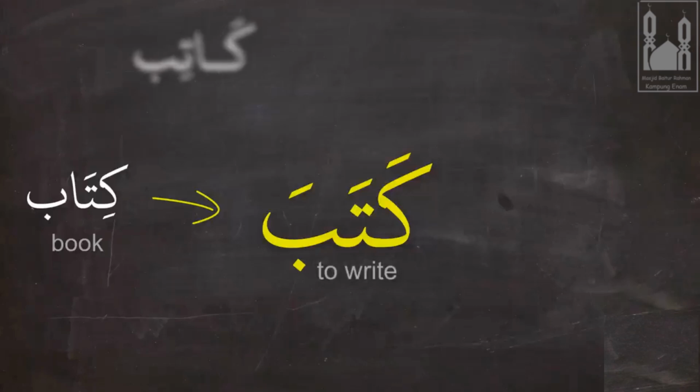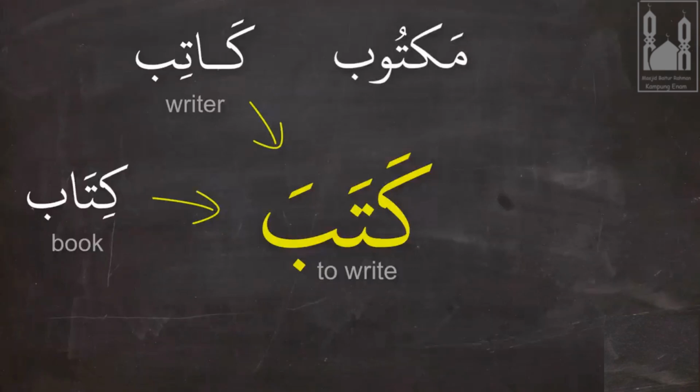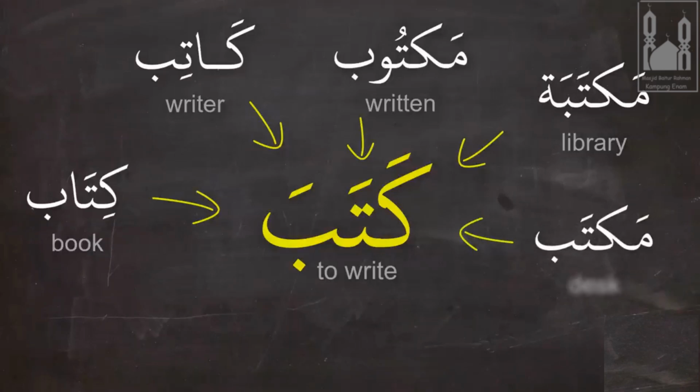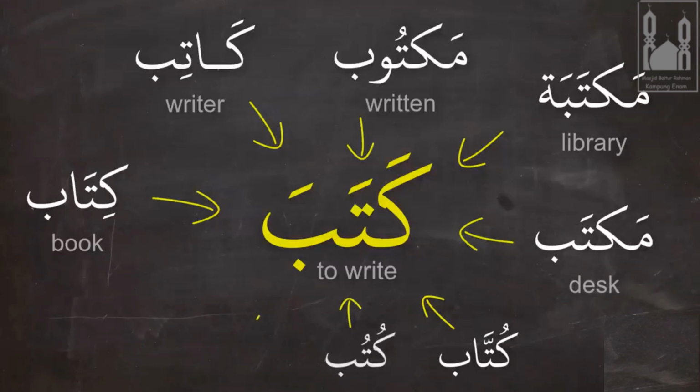And the root of katib, which is a writer, is also kataba. And maktub, which means written, the root of this word is kataba. Maktaba, which means a library, its root is also kataba. Maktab, which means a desk, has the same root, and so does kutub, in kataba. And all of these words have the same root, which is kataba.